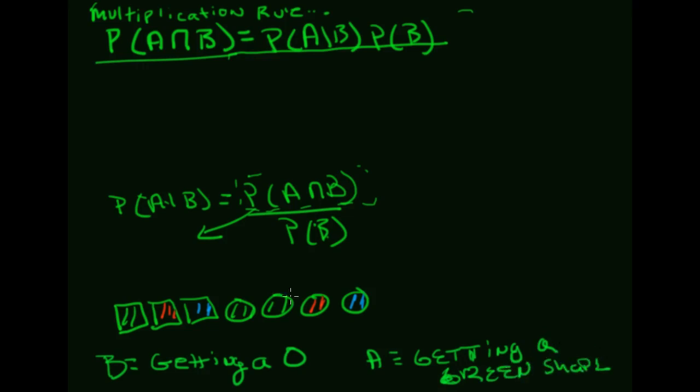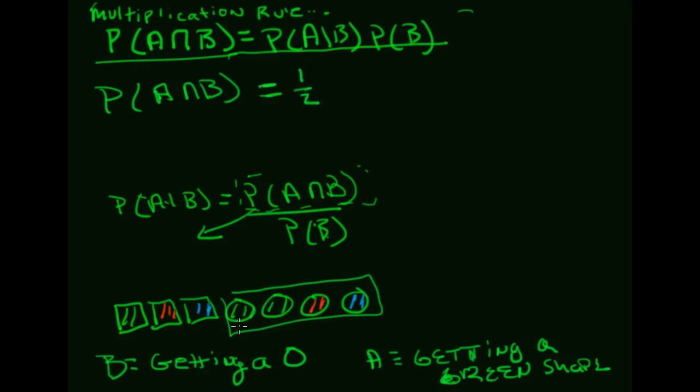Okay, so I want to know the probability of getting a shape that is both green and a circle. I could calculate this using conditional probabilities, right? The probability of getting a green shape given that I have a circle. So given that I have a circle, I have 4 circles, and out of those, 2 are green, so that's 1/2, right? 1/2 of the circles are green. So given that I have a circle, the probability of getting a green one is 1/2.